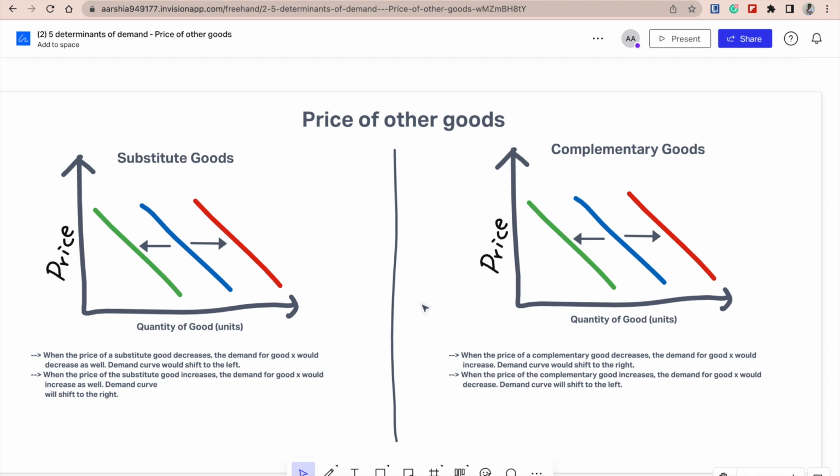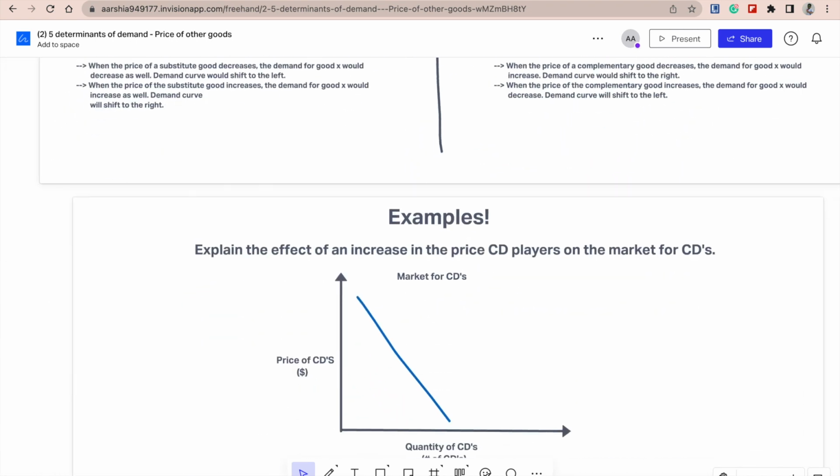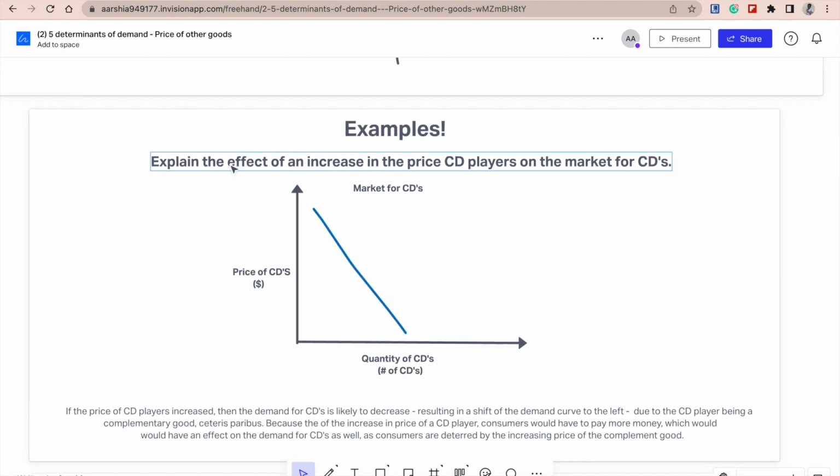Now, let's look at some example questions so that you can practice. Here the question is, explain the effect of an increase in the price of CD players on the market for CDs. So here I have a graph with a demand curve and the title, the market for CDs, and the y-axis represents the price of CDs, and the x-axis represents the quantity of CDs bought.